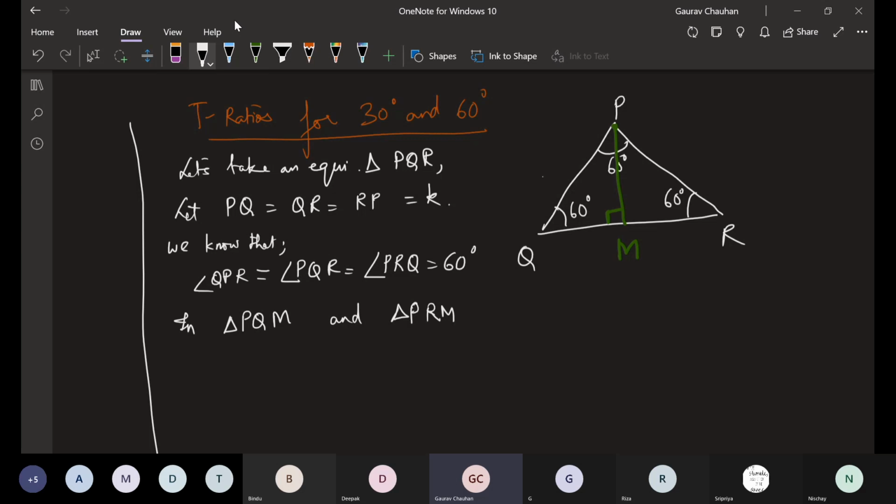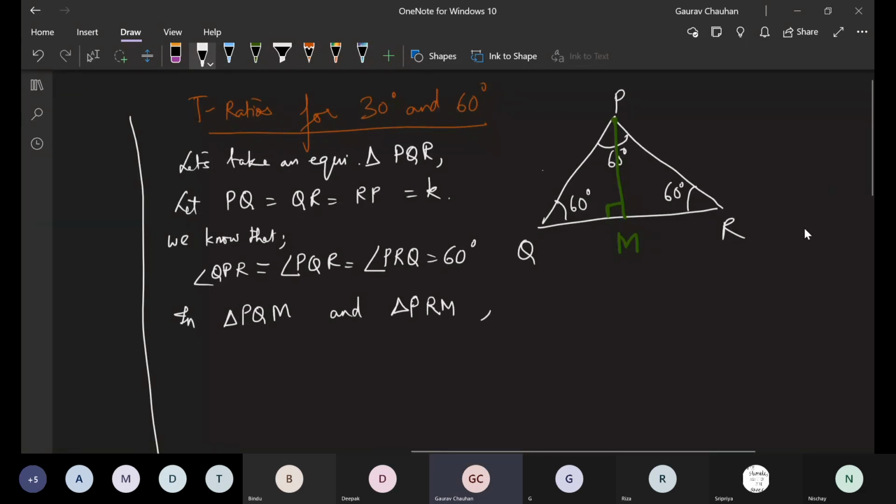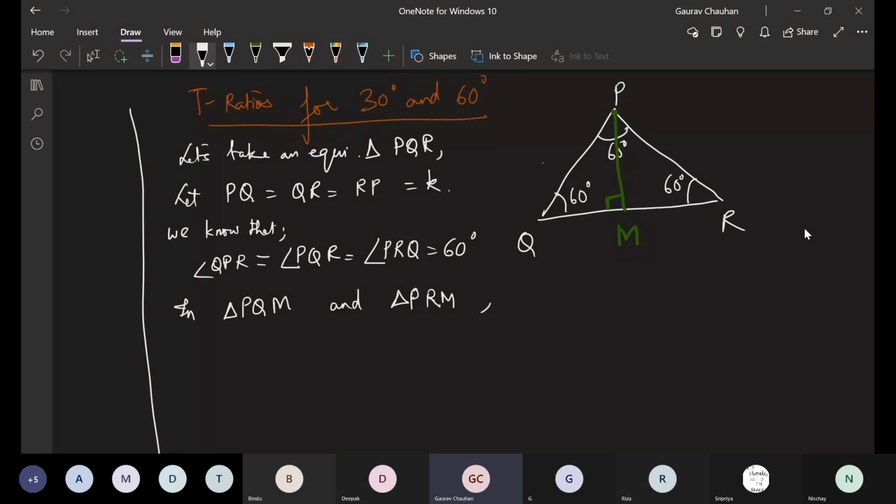Anything you're observing here in triangles PQM and PRM? Any observations? What can you tell about these two triangles? Sir, there is a 60-degree angle at one place and a 30-degree angle. Okay, this one will become 30 degrees. Good observation. And this is 90 degrees. Any other observation you have about these two triangles?